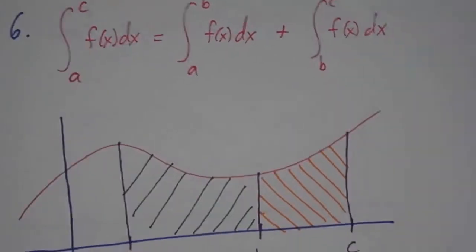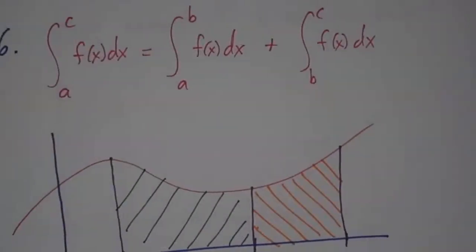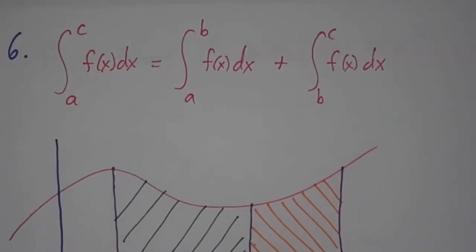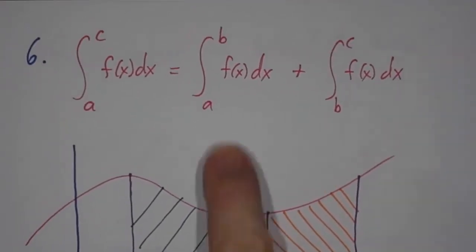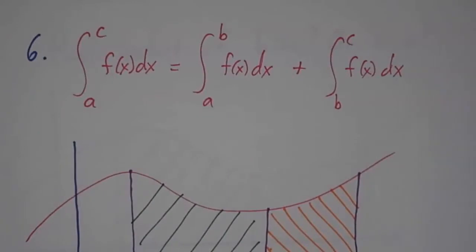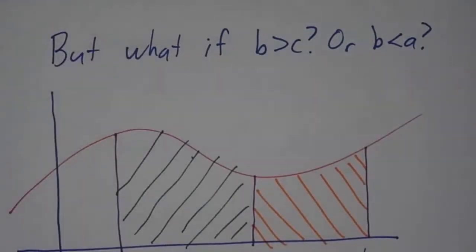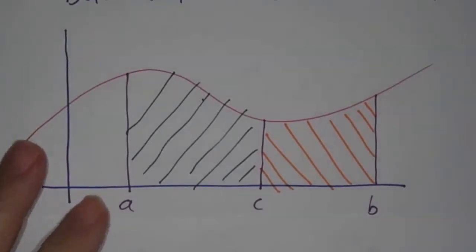But you have to be careful because nobody says that B had to be somewhere between A and C. This rule works even if B is bigger than C, or if B is less than A. For example, there are a bunch of different orders. We'll go through one of them and I'll leave the rest to you.